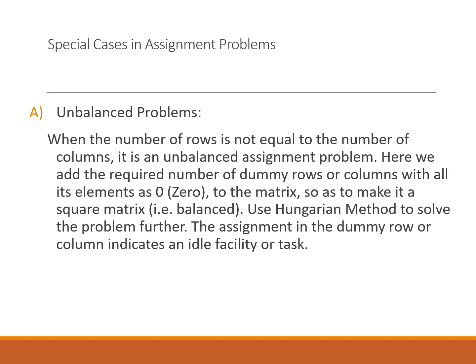The first case or type is known as an unbalanced problem. When the number of rows is not equal to the number of columns, it is an unbalanced assignment problem. Here we add the required number of dummy rows or columns with all its elements as 0 to the matrix, so as to make it a square matrix, that is balanced, then apply the Hungarian method to solve the further problem. The assignment in the dummy row or column indicates an idle facility or task for it.